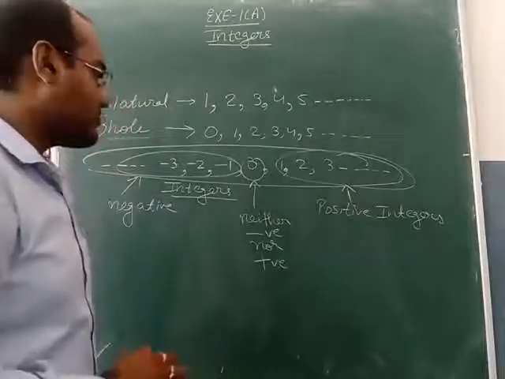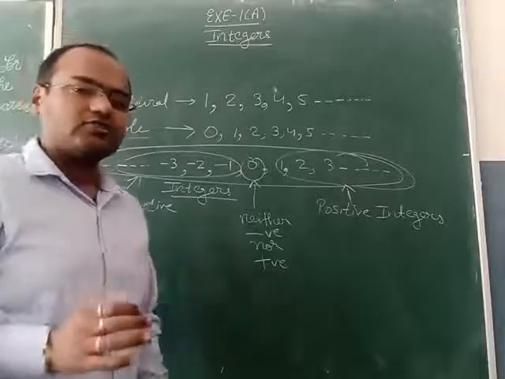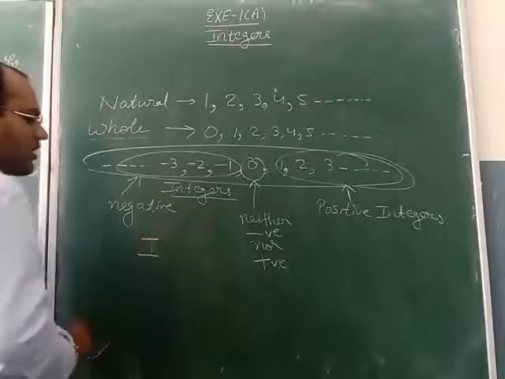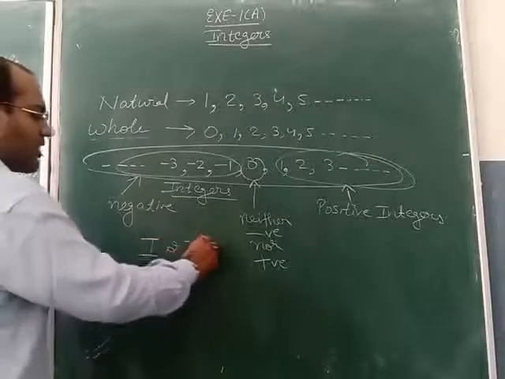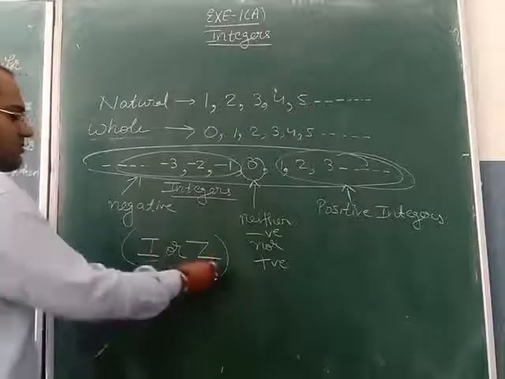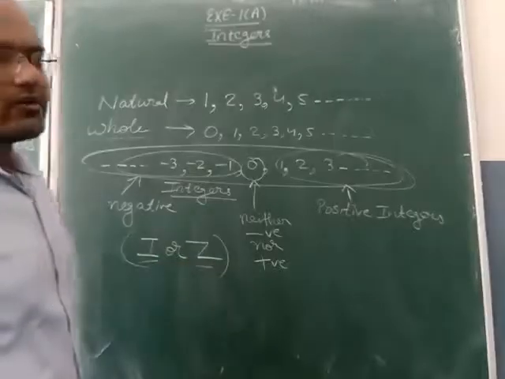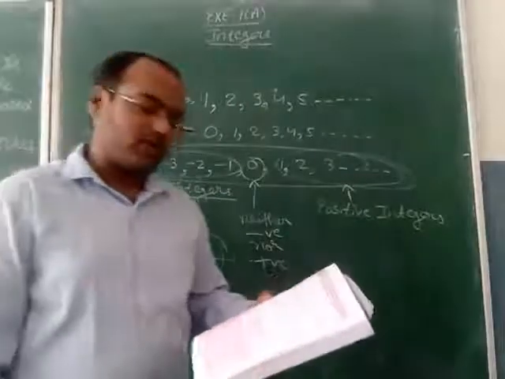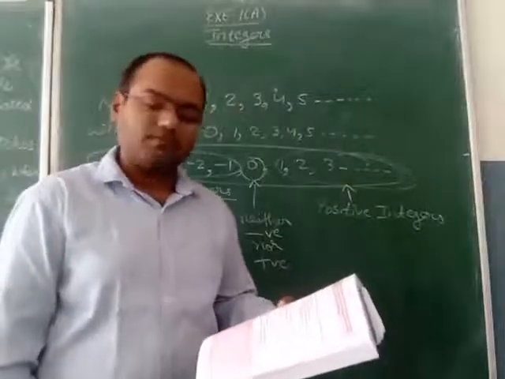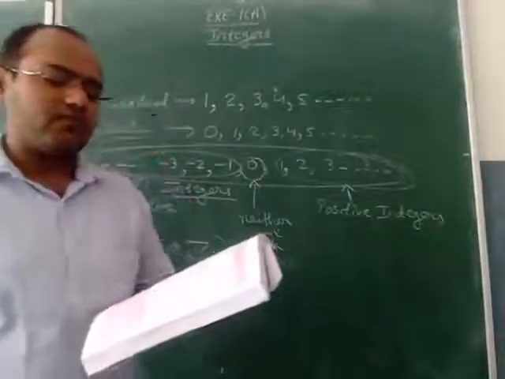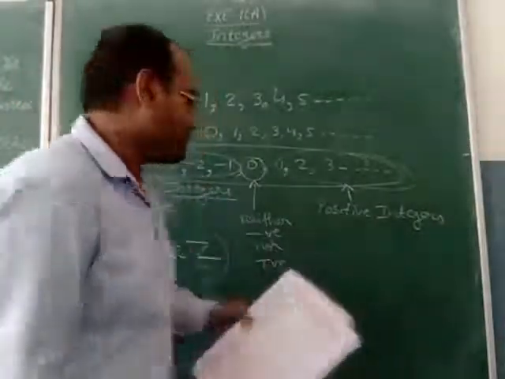Now in order to represent the integers, we have to use a special symbol, that is capital I, or we can use capital Z also. These are the symbols which are used to denote the integers. Now we will do question number first of the exercise, first A. Question number first is, write the following set in set builder form as well as in tabular form.